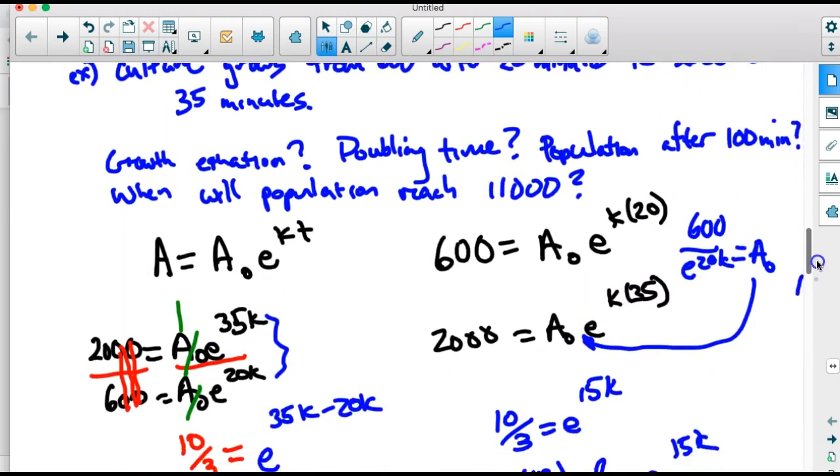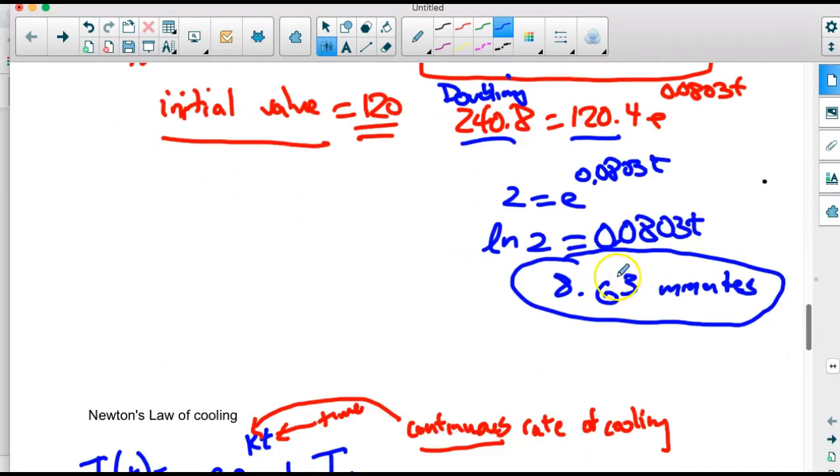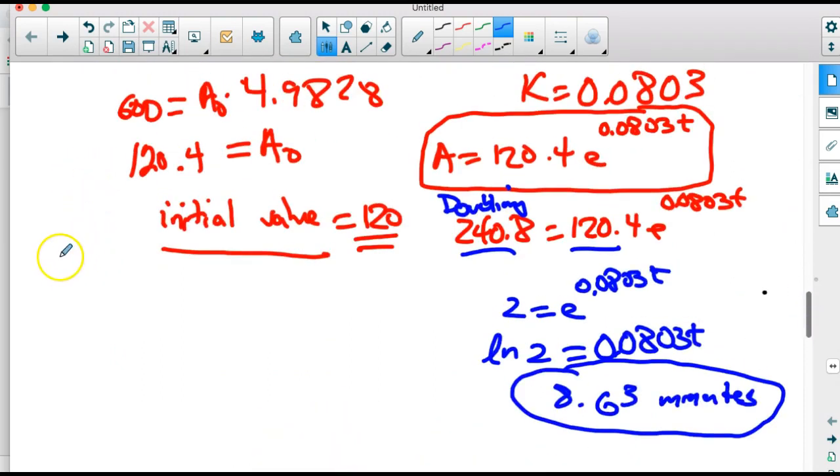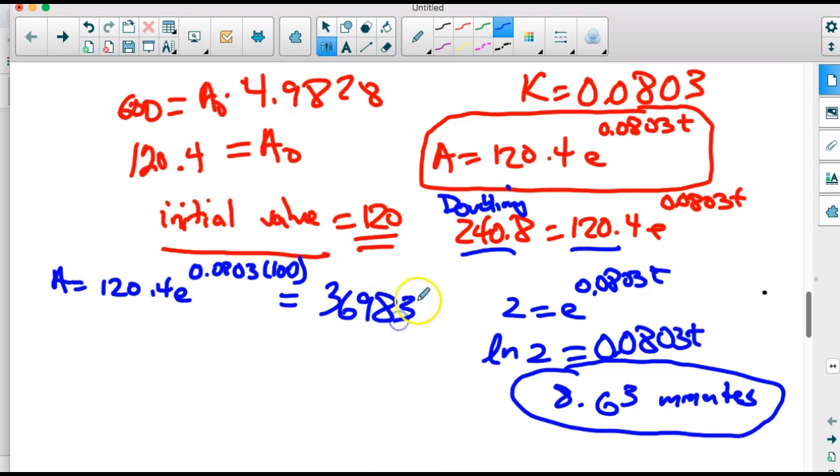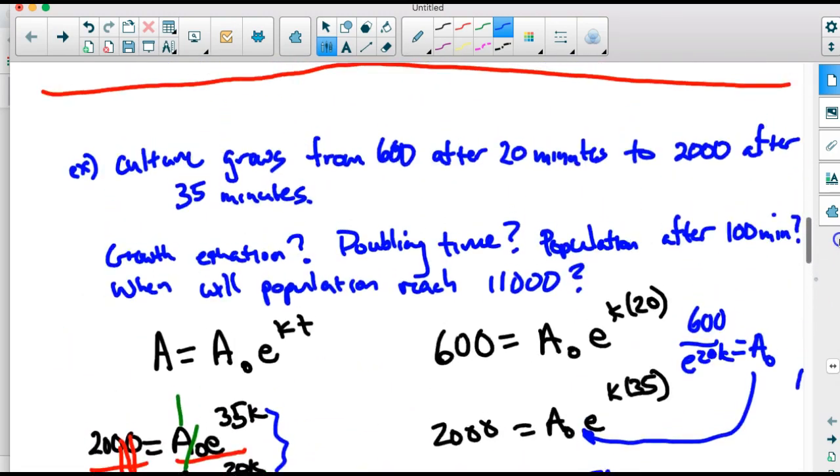Okay, our other questions here are what's the population after 100 minutes? That's a simple plugging in of 100. So A equals 120.4 e to the 0.0803 times 100. We can just get that answer out of our calculator. I get 3,698.37 and a 0.6. I'm going to just round to this many bacteria of the culture. It's a whole number thing. There's 3,698 in the population after 100 minutes.